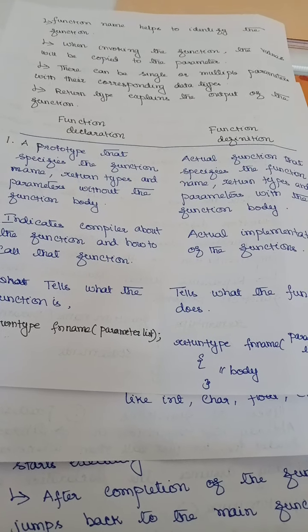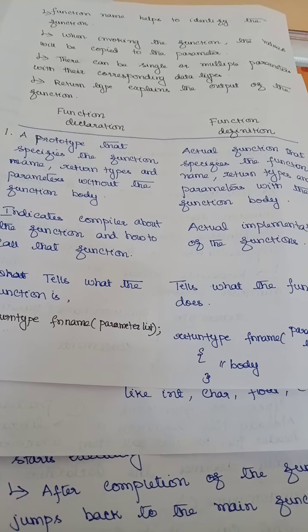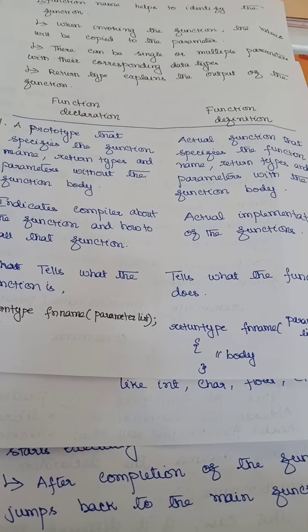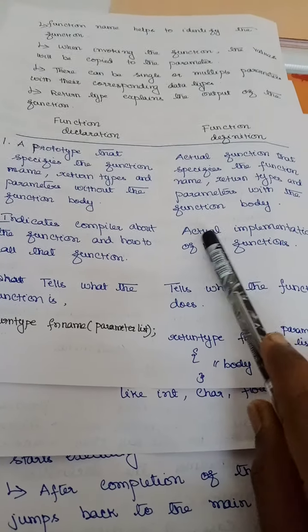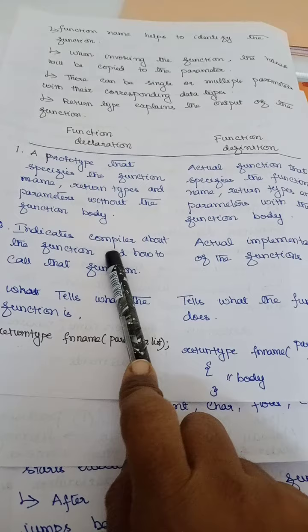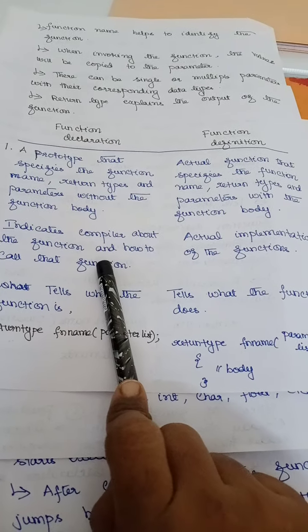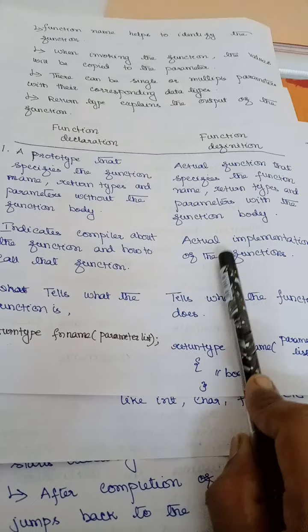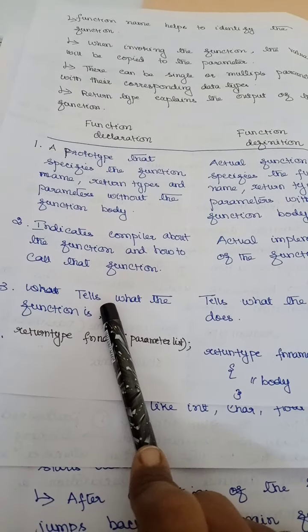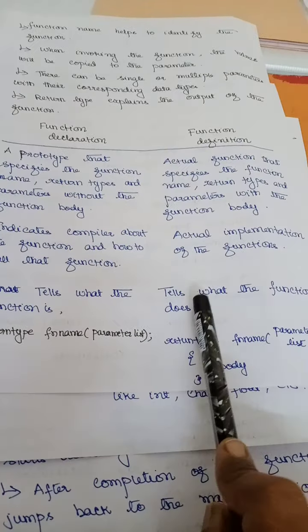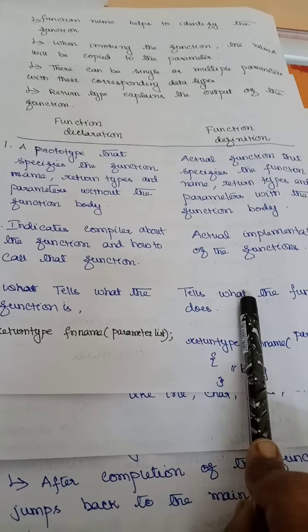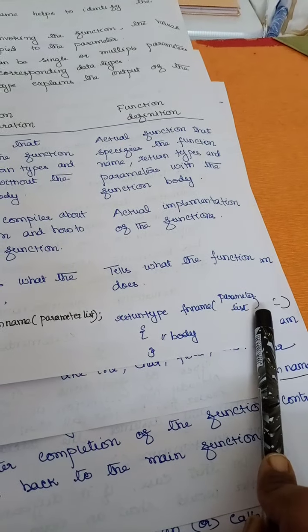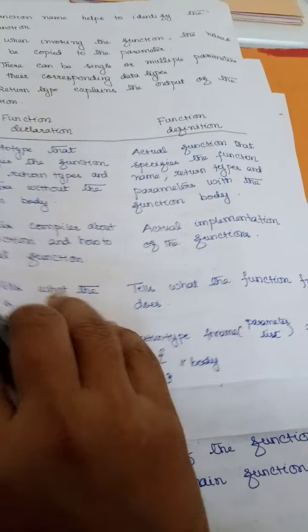What is your declaration? It's nothing but a prototype that specifies the function name, return type and parameters without the function body. I don't have the body of the function here, but here I have the body of the function, and it tells the compiler about the function and how to call that function. And here you have the actual implementation of the function, and it tells what the function does. Here only we are actually implementing the function. So here I have the semicolon at the end, but here I don't have a semicolon at the end of my parameter list. Clear?